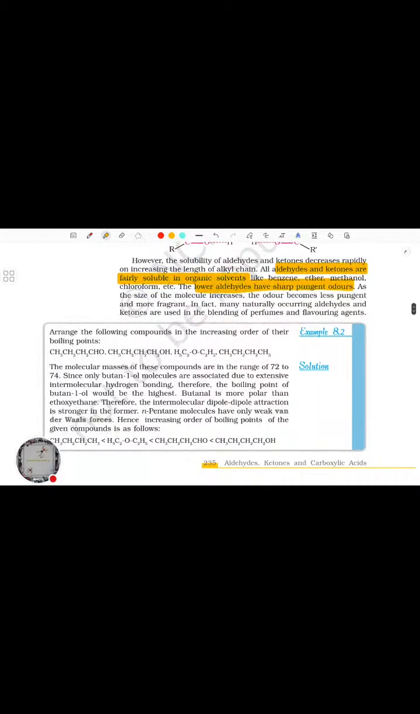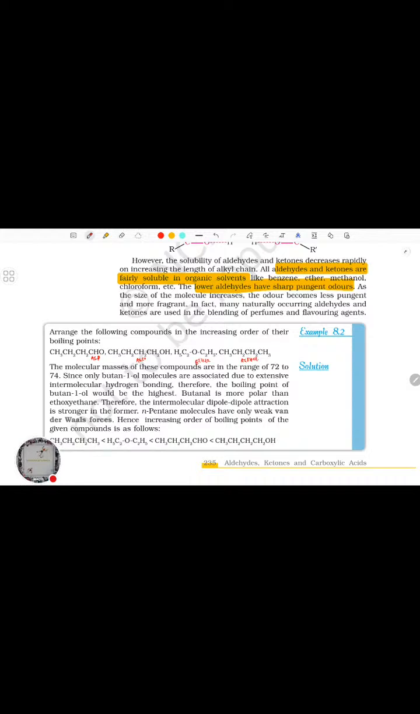Arrange the following compounds in the increasing order of the boiling points. So we are having aldehyde, I'm having alcohol, I'm having an ether, and I'm having an alkane.